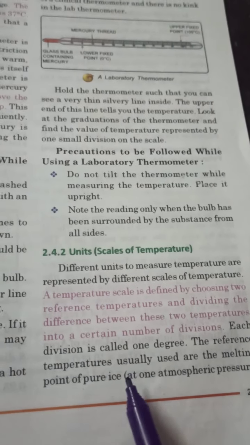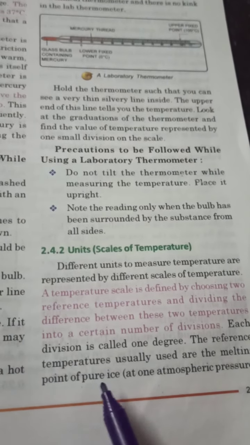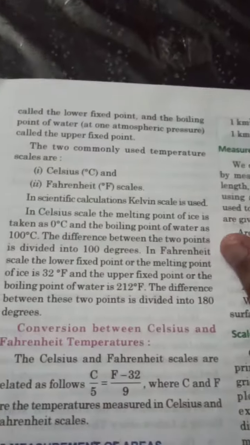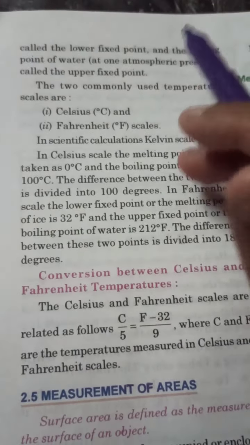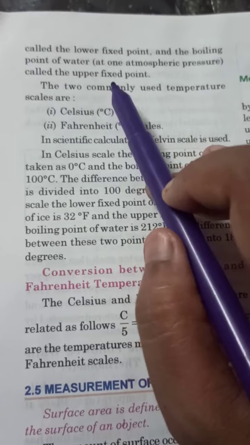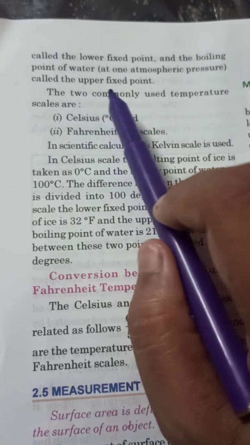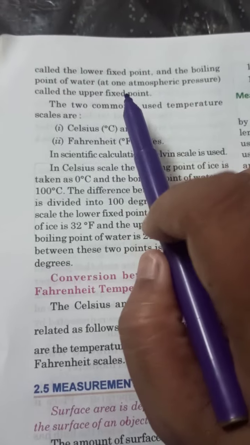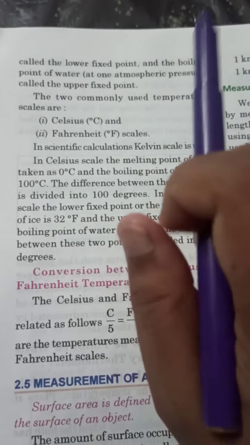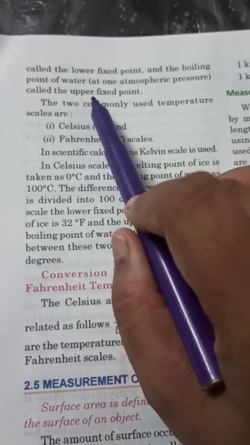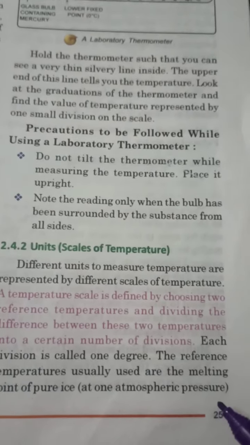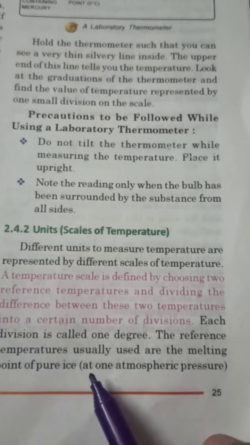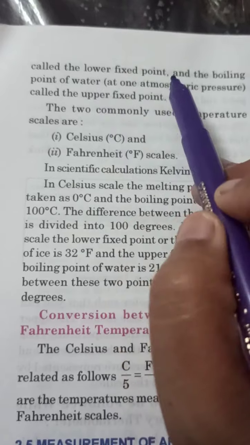The reference temperatures usually used are the melting point of pure ice at 1 atmospheric pressure, called the lower fixed point, and the boiling point of water at 1 atmospheric pressure, called the upper fixed point. Why is the boiling point called the upper fixed point? Because while boiling any liquid, the temperature rises up, so it is called the upper fixed point. And if we measure any cold thing, like cold water or pure ice, the temperature will go down. So that is why it is called the lower fixed point.